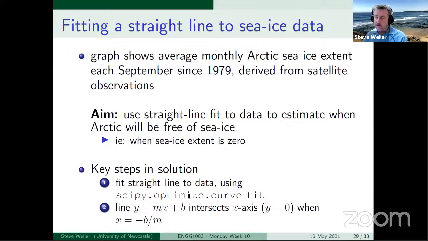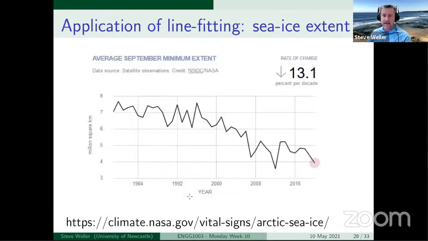So we want to know when the line of best fit, if you go back up to here, if you visually fit with your eye, you can see it's taken about 40 years, from 1979 to 2020, for the sea ice extent to drop from about 8 million square kilometers down to about 4. We're going to fit a straight line to that data and then continue the straight line out until it reaches zero, and estimate what year that's going to be. It's going to be about 40 years down the track, based on the assumption that the data is linear.